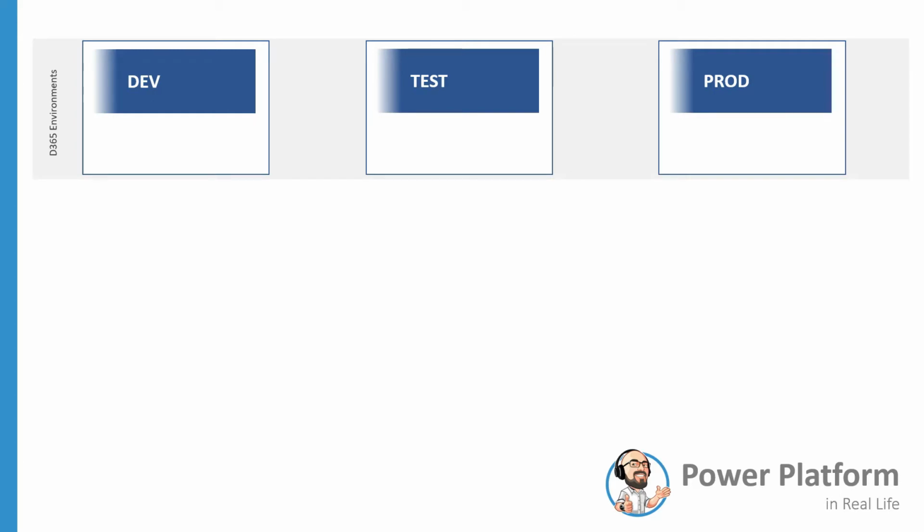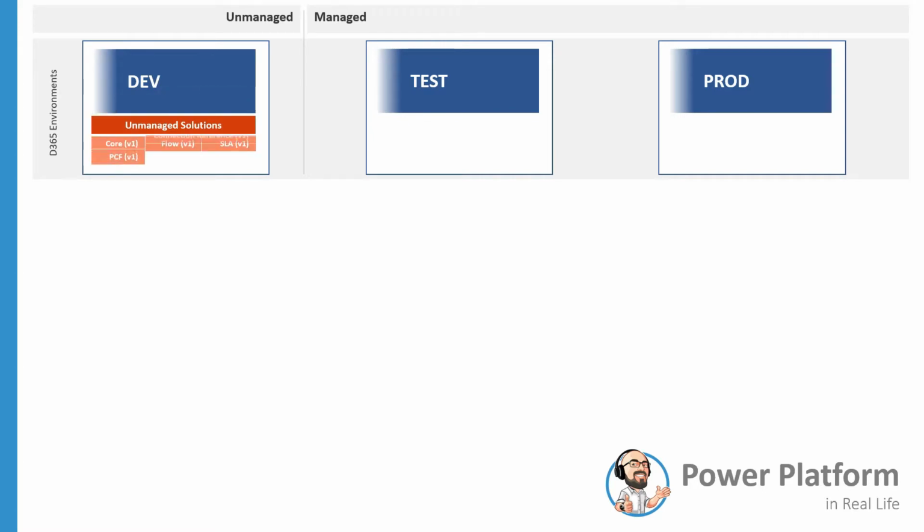So first things first, dev environments are unmanaged and any other environment is managed. Developers are working in dev, and customized components are contained within solutions. It's usually a good idea to have those solutions segmented. Let's say the solutions you see on the screen are the solutions that we're going to deploy between environments. Any other solution that is in dev is just for development purposes. Most common scenario from here, we export from dev and import to test and prod.